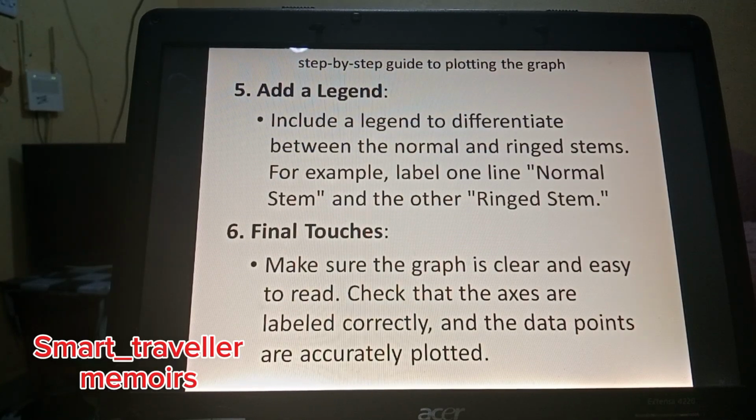Under legend or under key, include a key to differentiate. Include a legend to differentiate between the normal and the ringed stems. For example, label one line normal stem and the other ringed stem. Final touches. Make sure the graph is clear and easy to read. Check that the axes are labeled correctly and the data points are accurately plotted.